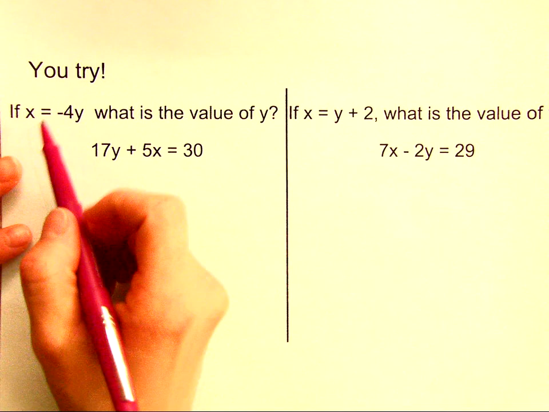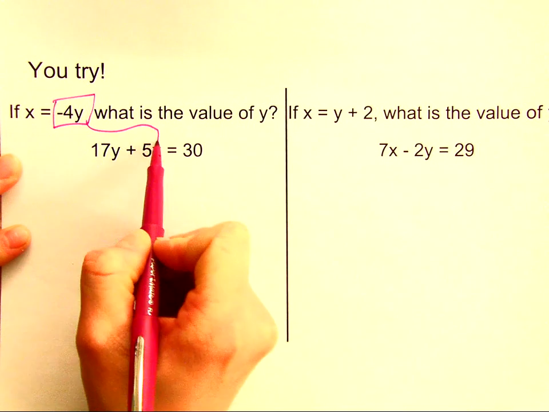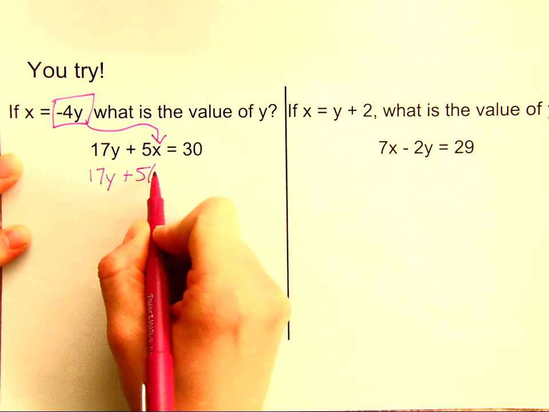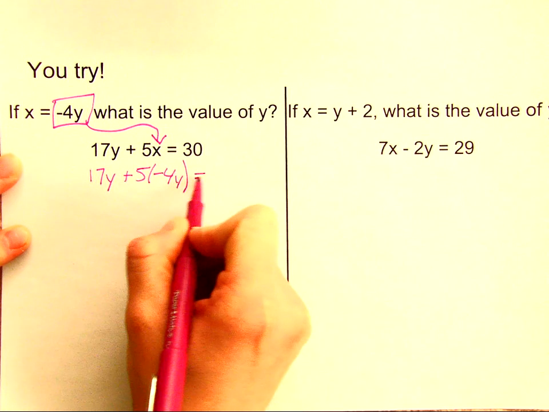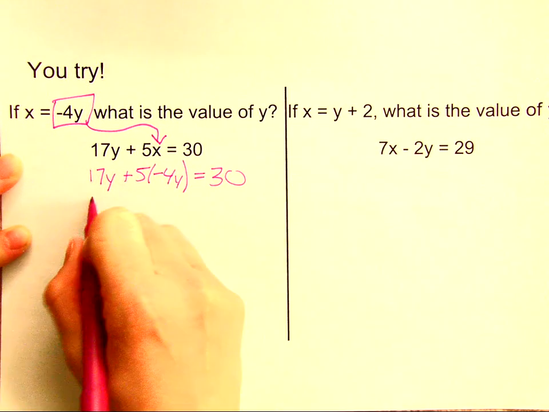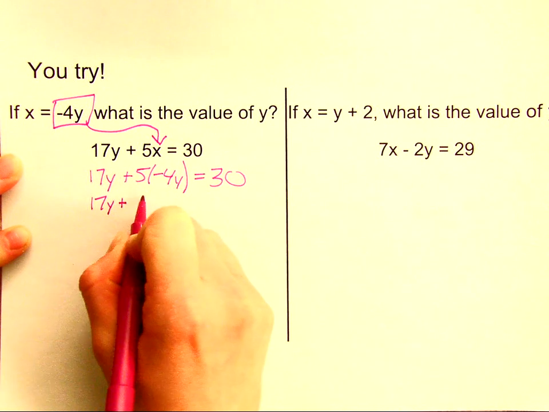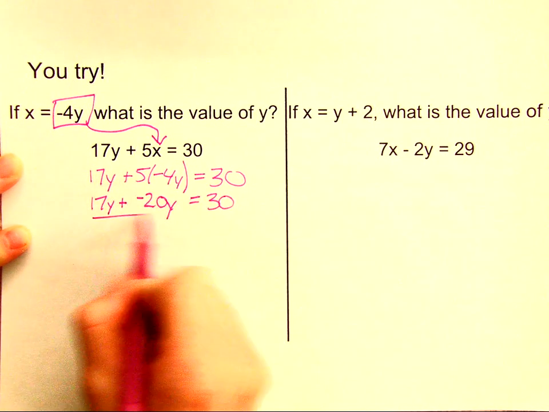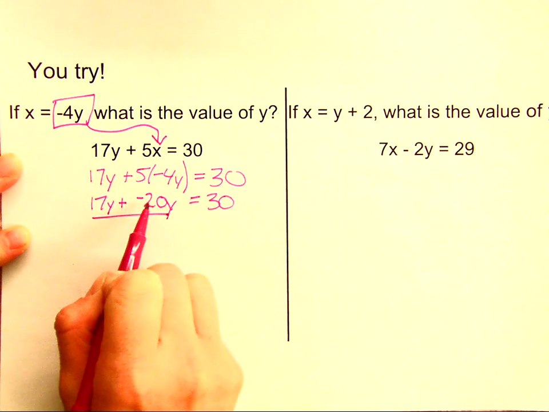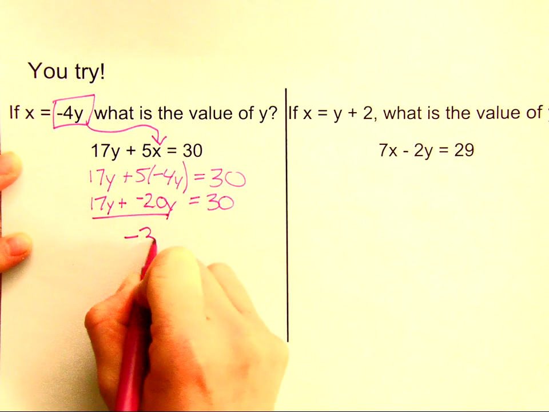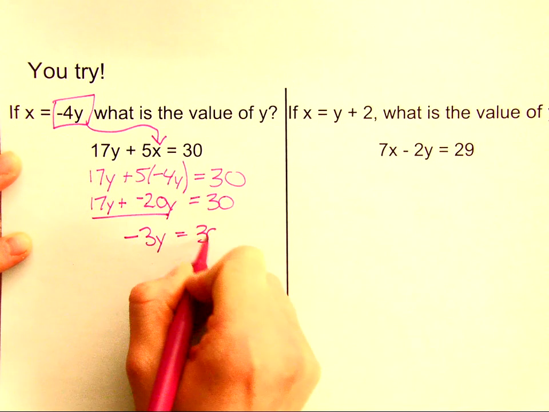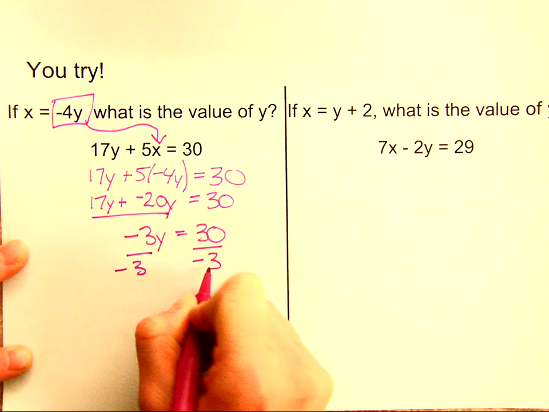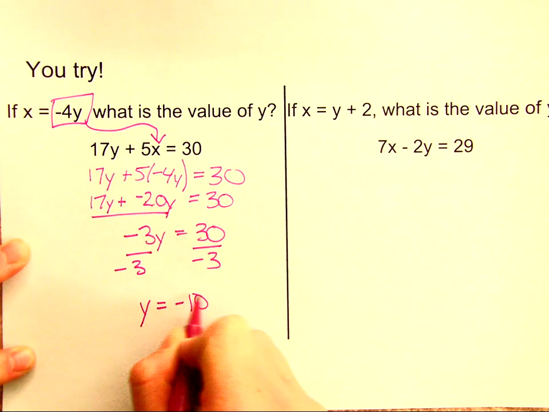Alright, so x is equal to negative 4y. So 17y plus 5 times negative 4y is all equal to 30. So 17y plus a negative 20y. So these are on the same side now. So a 17 and a negative 20 gives me negative 3y. So then last step would be to divide by this negative 3. Y is negative 10.